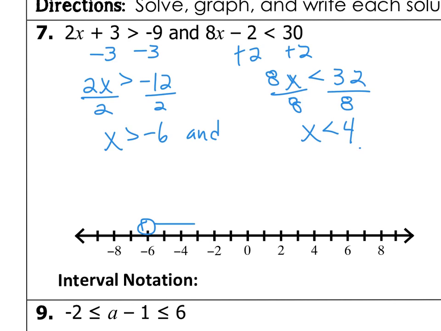But let's look at our other endpoint, which is 4. X is less than 4, so we're going to go in that direction. So we're just going to join those two lines, and there's our graph.